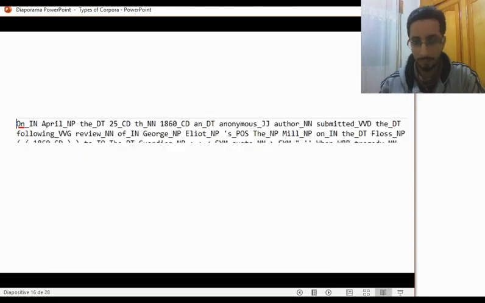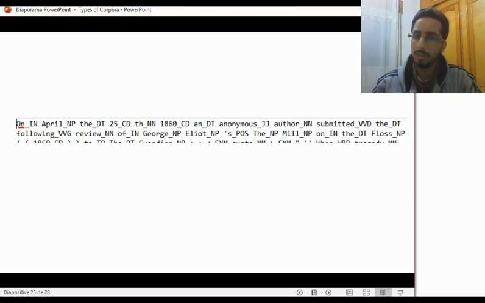As you can see, the text reads: on April the 25th, 1860, an anonymous author submitted the following review of George Eliot's The Mill on the Floss, etc. Each word is assigned a POS tag. The word on is assigned the tag IN, April is assigned NP, the is tagged with DT, etc. Each word is tagged for its part of speech. On is tagged IN, which stands for preposition. The word April is tagged with NP, which stands for proper noun. The is tagged with DT, which stands for determiner, etc.